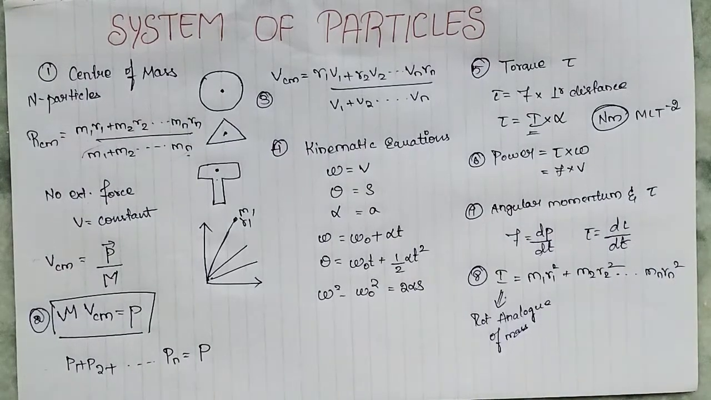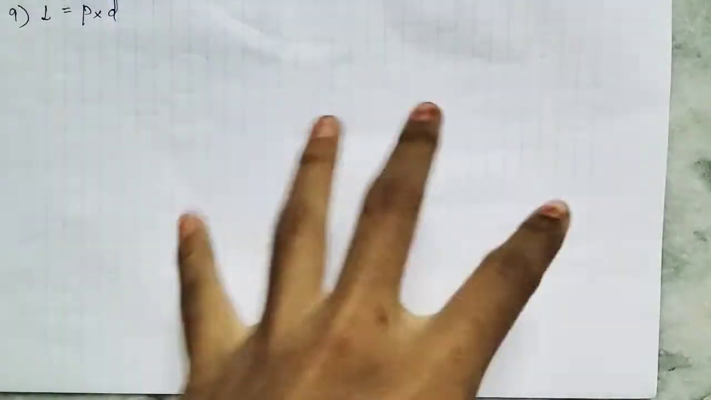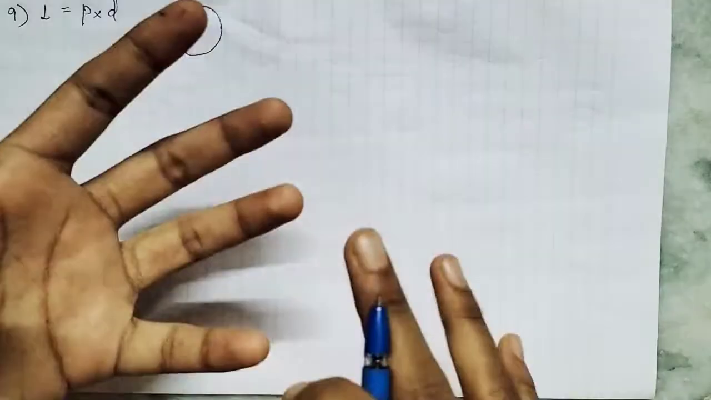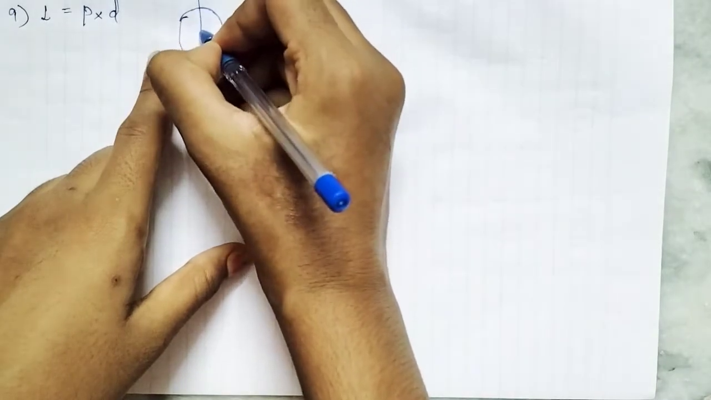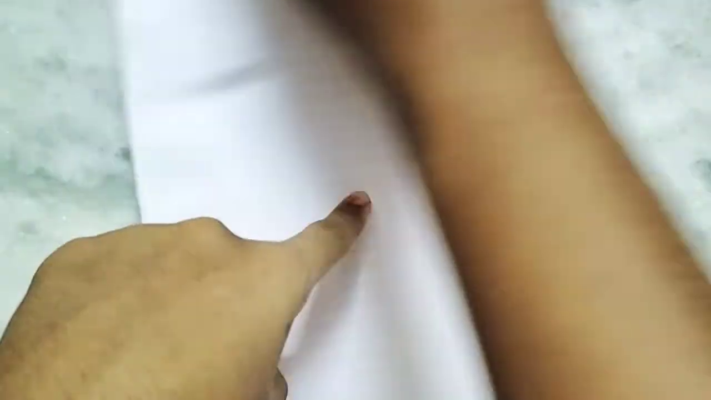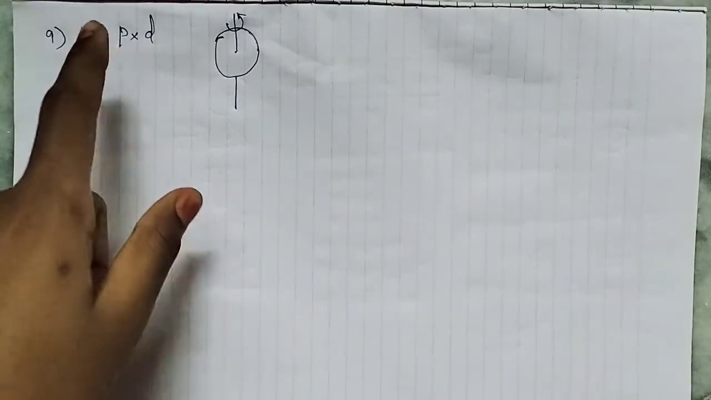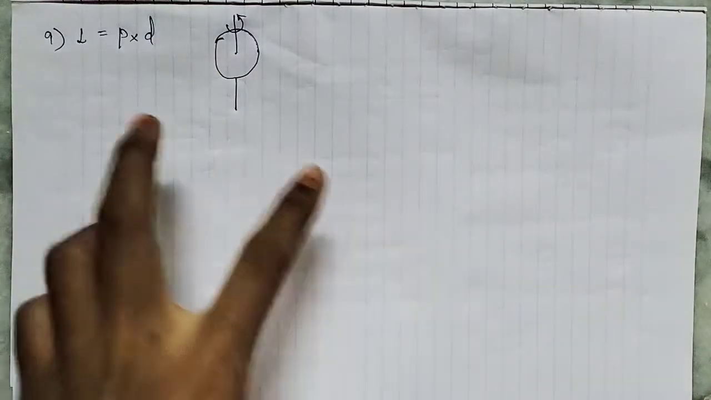So 8 formulas we have covered. One more equation: angular momentum is linear momentum into the distance. What is this distance? It's the perpendicular distance from the axis of rotation. Like if this is a ring, I'm going to teach you the perpendicular axis theorem and parallel axis theorem. If I keep my hand here and rotate this page, this is my axis of rotation. So angular momentum is linear momentum into the distance from the axis of rotation.